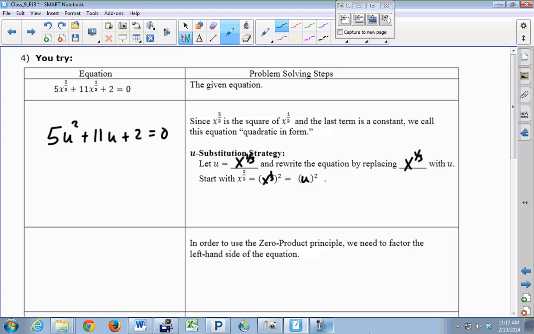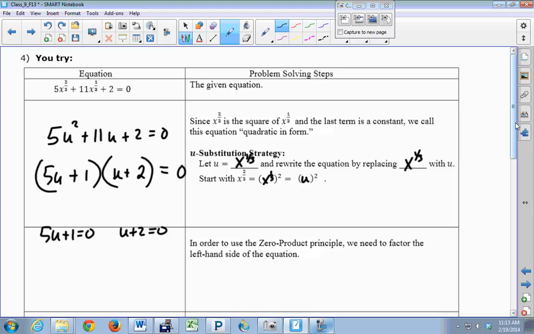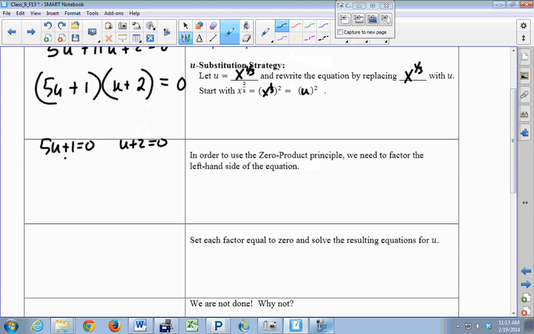And now we're searching for factors of both 5 and 2 that add up to 10. So 5 times 2 is 10. And then we're left with the 1 and the 1. So that's plus 1 plus u plus 1u. Now we set each of these equal to 0, like we've done throughout the lesson today. And we get, after a few steps, u equals negative 1/5. And after one step here, we get u equals negative 2.